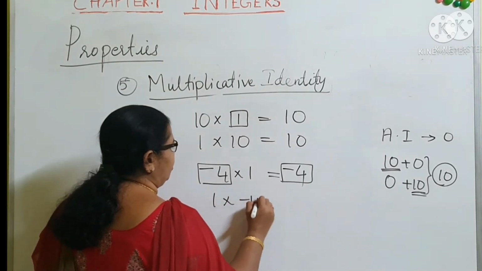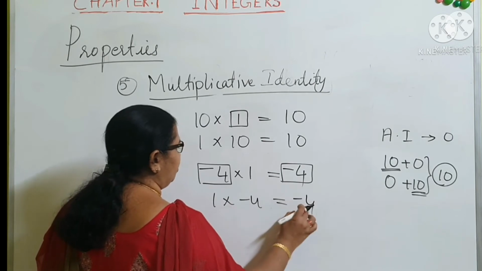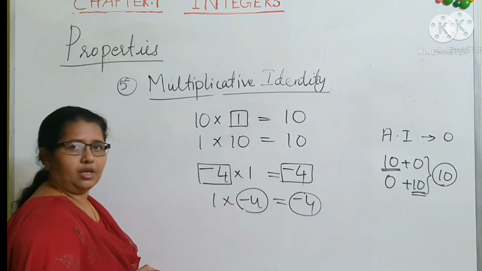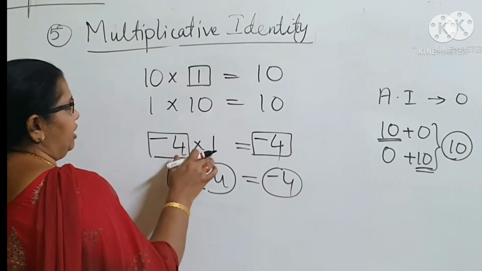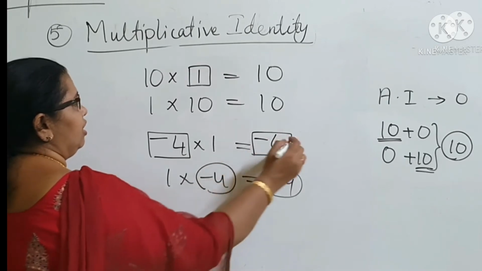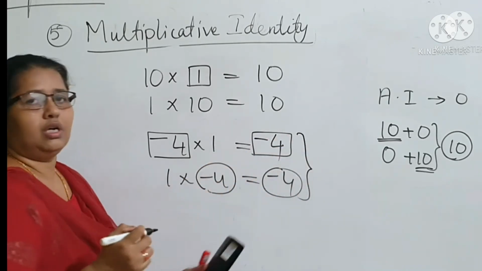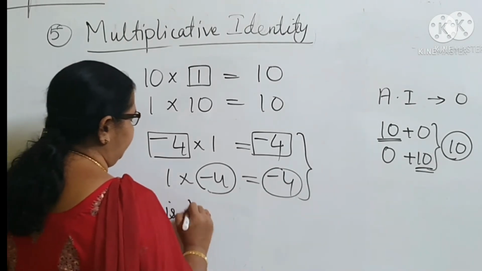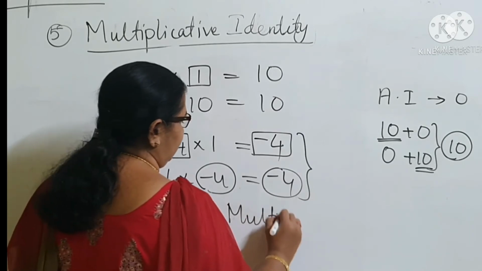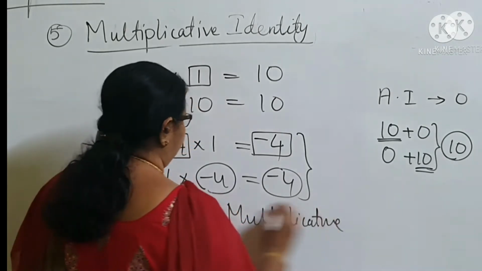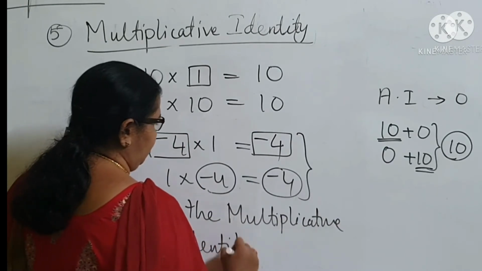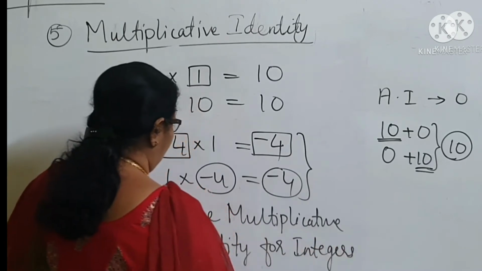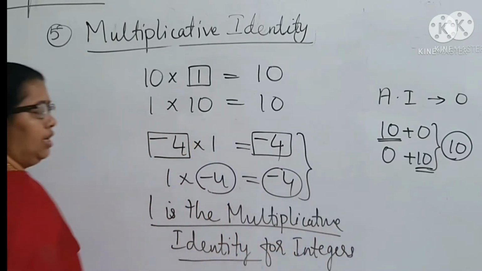Then 1 into negative 4 is also negative 4. The same integer we got as the product. When we multiply an integer with 1, and 1 is multiplied by an integer, in both the cases we got the same integer as the product. Therefore, we can say 1 is the multiplicative identity for integers.